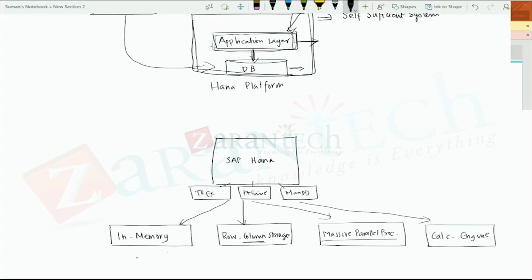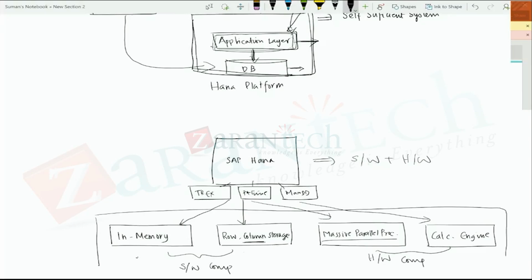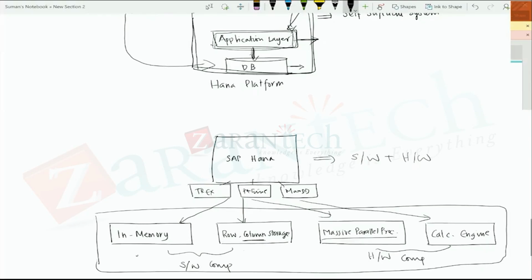So if you look at these two, you're talking about the software components, and when you look at the other functionalities, you're also talking about the hardware components. As I mentioned, SAP HANA is a combination of software and hardware. So we are going to talk in depth about what these four things are. We will do a deep dive and understand what each of these functionalities is about, what its capabilities are, what potential it has, and how it is making SAP HANA extremely fast.